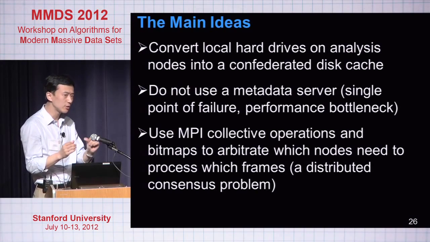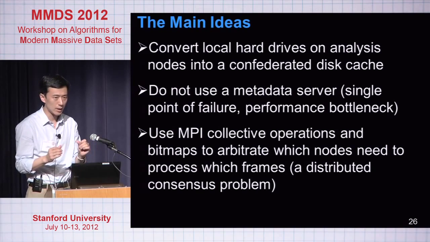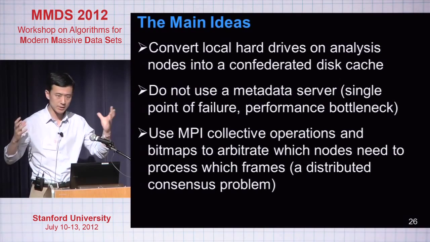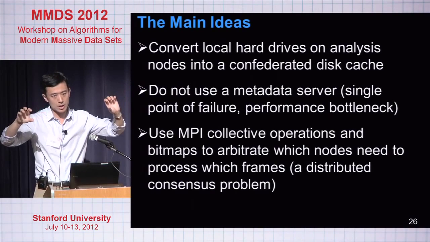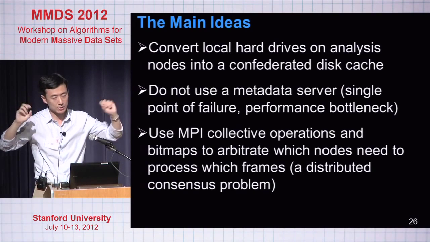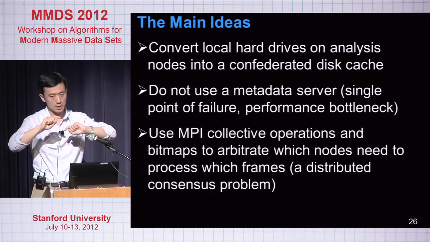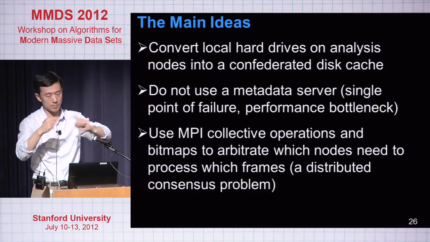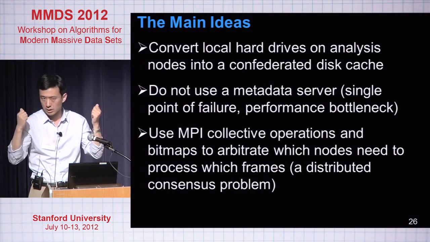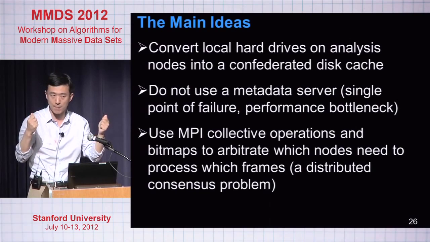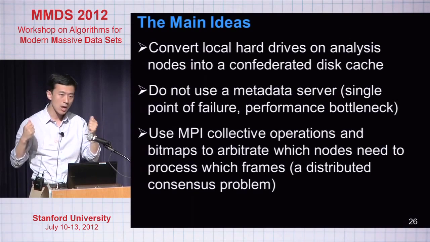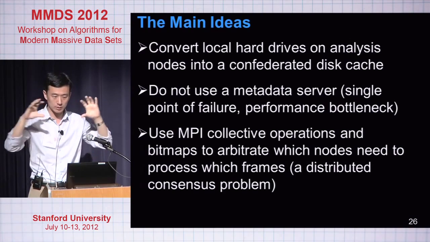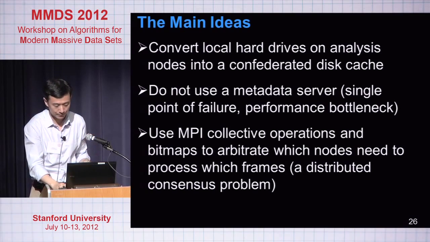And the key algorithm we developed was an extended MPI collective operation using bitmaps. It's a distributed consensus problem. The basic idea is you have these analysis nodes that have local disks that could be used as disk cache, and data will be fetched into these caches. And some of the nodes will crash and come back online again. So some of the data will be recached, so there were duplicates and missing data in the system. Now, because there's no metadata server keeping track of the whereabouts of these frames, we want to understand, if I run analysis, which node needs to serve which frame. So there's a consensus protocol implemented using MPI.